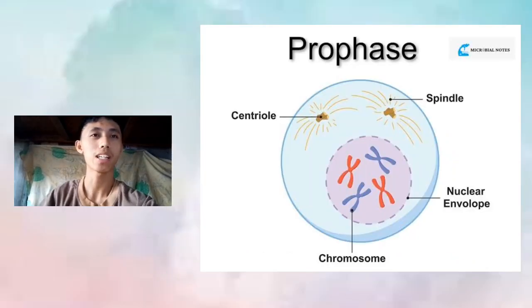Sounds intense, right? Absolutely. And as the chromatin condenses, it becomes visible under a microscope as distinct structures called chromosomes. These chromosomes are like the stars of our show, each carrying a specific set of genetic instructions. Meanwhile, outside the nucleus, the cell is buzzing with activity as it prepares for the upcoming division.